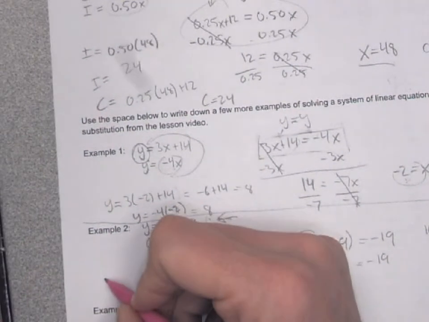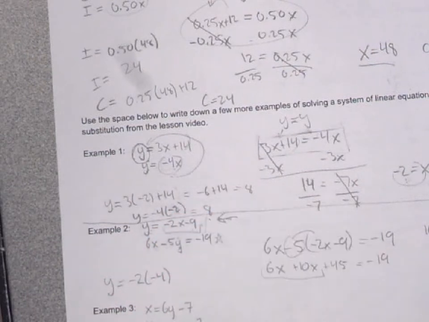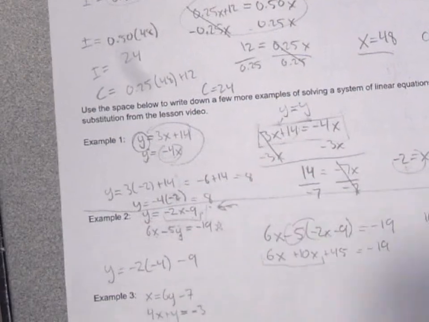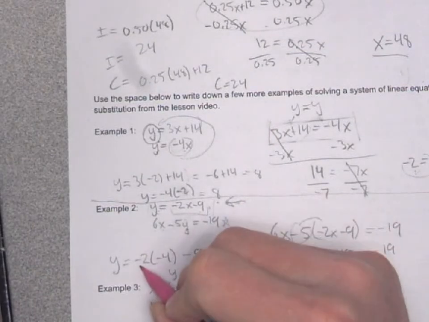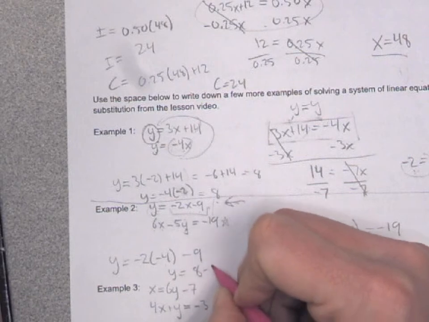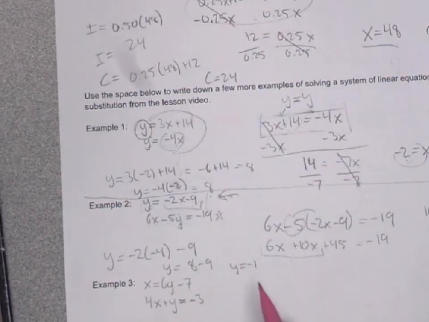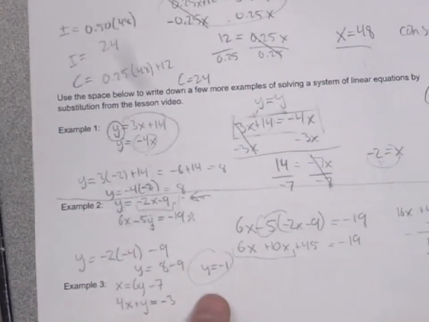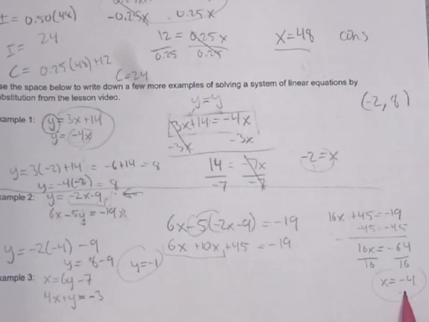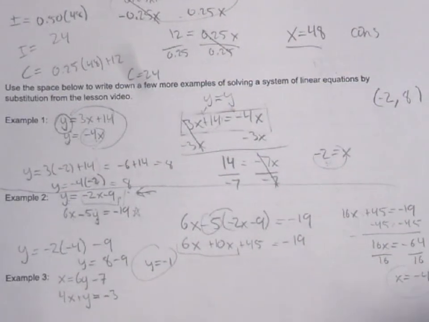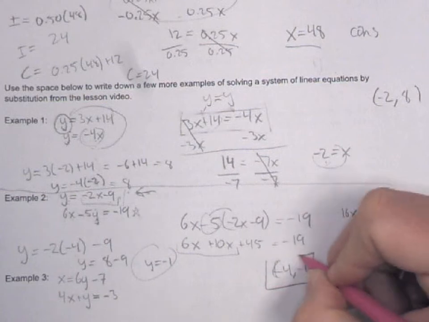Okay, so y is equal to negative 2 times x, which we know now is negative 4, minus 9. Okay, so y is equal to negative 2 times negative 4, positive 8 minus 9. Okay, and then 8 minus 9 is going to be negative 1. All right, so now we have two pieces. We have the negative 4 that we got, and then we got the negative 1 that we got. So negative 4, negative 1 is our solution.